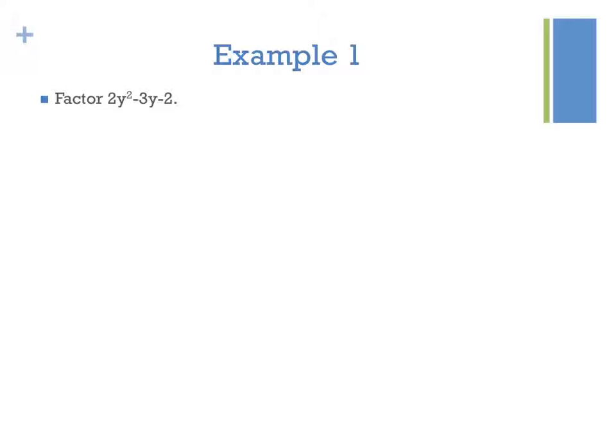All right, so we are going to take a look at this first example. We're asked to factor 2y squared minus 3y minus 2. And so to explain what I mean by a is not equal to 1, if we have this trinomial right here, the coefficients 2y squared minus 3y minus 2, we have three different coefficients.